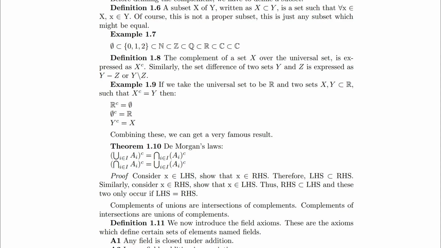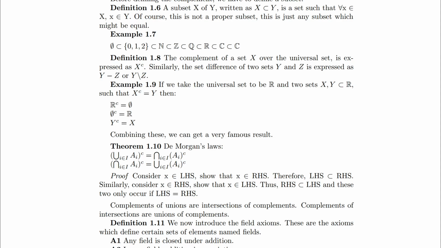Then the set 0, 1, 2 is a subset of N, which is a subset of the integers, which is a subset of the rationals, which is a subset of the reals, which is a subset of the complex. Again, it's important to notice that the symbol represents any subset, not proper subset. If it represented proper subset, the last part of it would not be true.